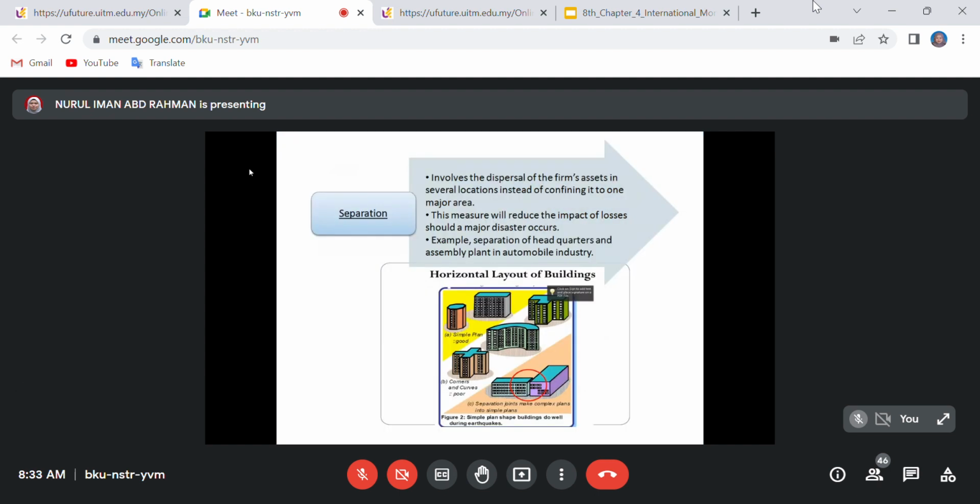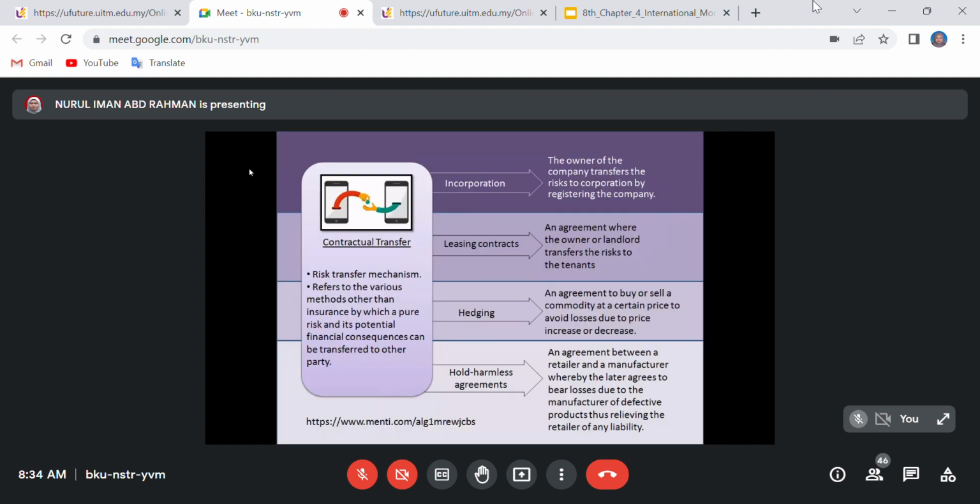Okay. Then separation, where you separate the assets of the company in a few places, so that if loss happens at one place, it will not destroy all. Okay, and then the last one, contractual transfer. There are 4 types of contractual transfer: incorporation, leasing contract, hedging, and hold harmless agreement. So this is when you transfer the risk that you have to another party through contract. Okay, not through insurance, through contract rumah ke, contract jual beli ke. Okay, so ini bukan insurance.